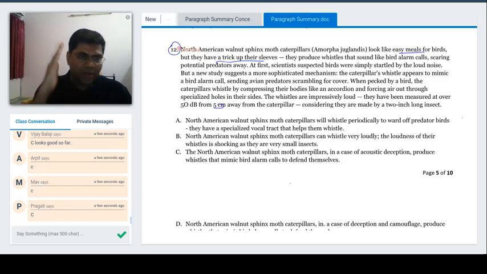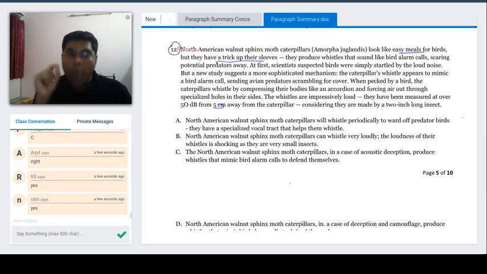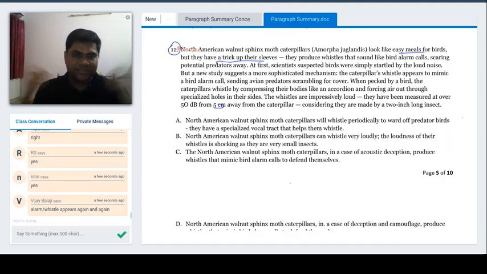When I read the paragraph, I realized that North American walnut sphinx is something that the author is talking about. Right or wrong? Please tell me. When I read the passage, I realized that North American walnut sphinx is what the passage seems to be talking about. But what exactly is being talked about North American walnut sphinx? Is the author discussing their strategy to kill the prey, their physical characteristics? What exactly is the author discussing about North American walnut sphinx?